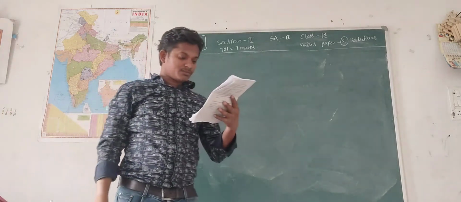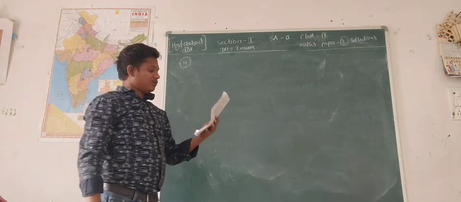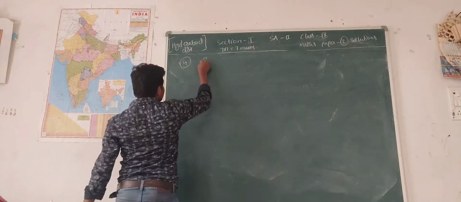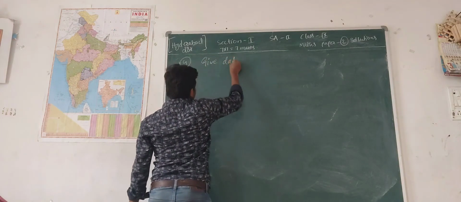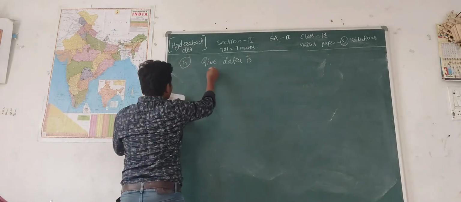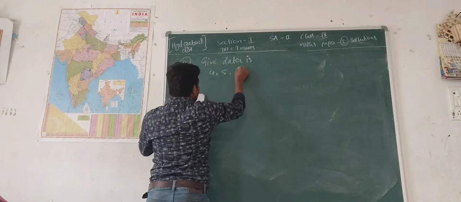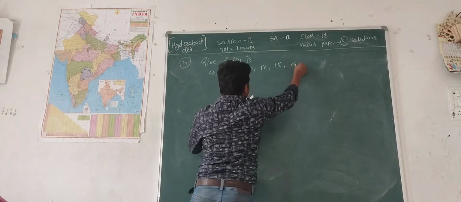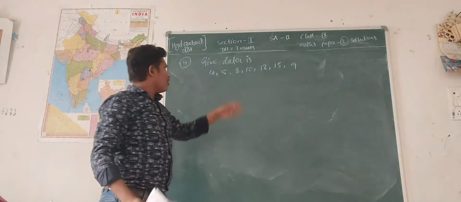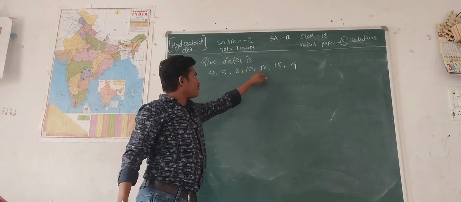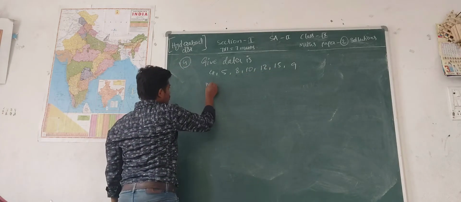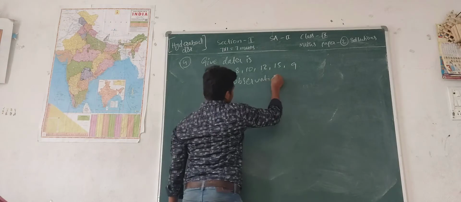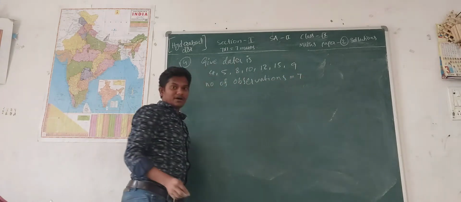We have given find the mean of the data 4, 5, 8, 10, 12, 15, 9. Given data is 4, 5, 8, 10, 12, 15, 9. Okay, this is given data. Okay, how many observations here? 1, 2, 3, 4, 5, 6, 7. Number of observations equals to 7. And what is the formula for mean?